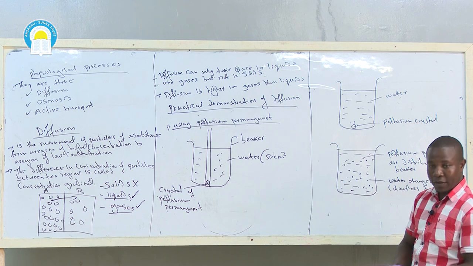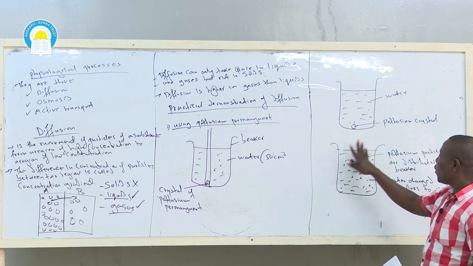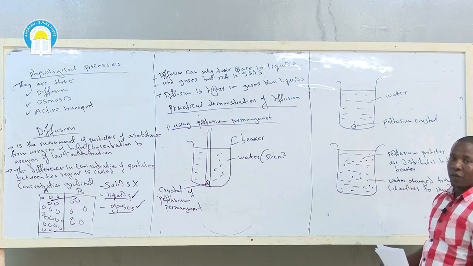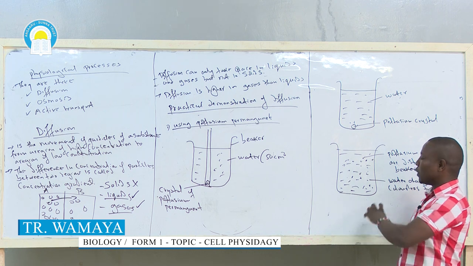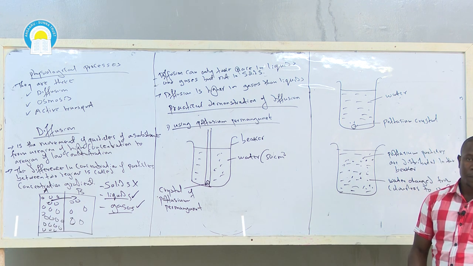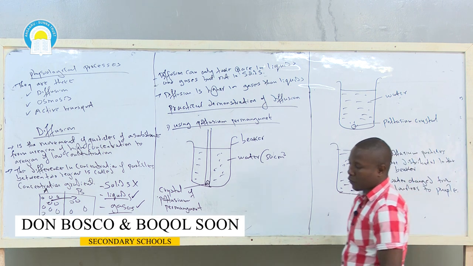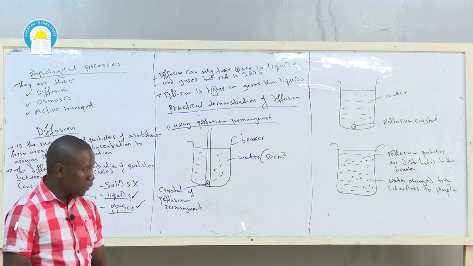Potassium crystal started what? Dissolving. Then at the end of the experiment here, all potassium particles have evenly distributed in the beaker. Now the water has changed from what? Colorless to purple. That's the first demonstration of what? Diffusion.